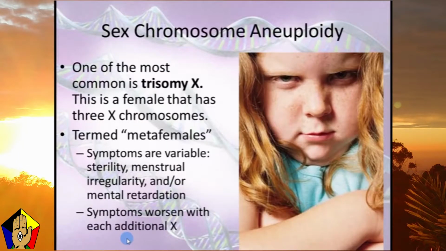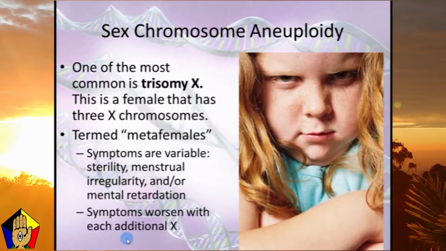Another example of having too many is if you have too many of a sex chromosome. One of the most common is trisomy X. This little girl has 3 X chromosomes, and a lot of times they call it the meta-female. They just have way too much. Outwardly, appearance-wise, they usually look pretty normal, but some of the physiological things can be problems, like when they're ready for menstruation, sometimes they don't menstruate properly. Sometimes they're sterile. Sometimes it leads to mental development problems, like delayed language development.